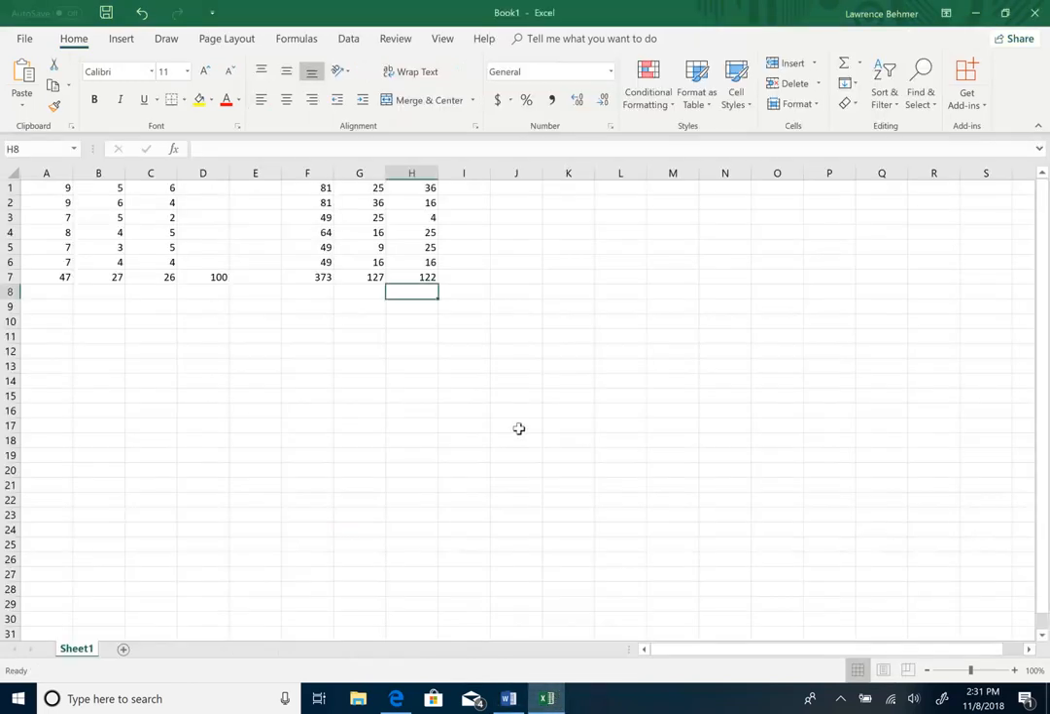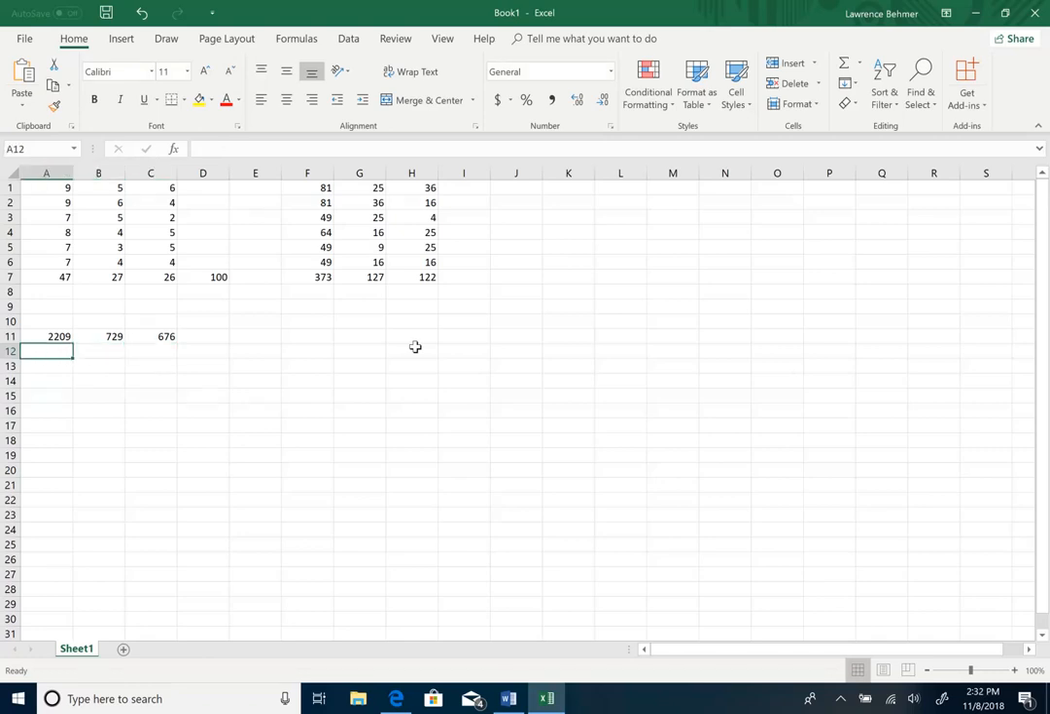So let's just go ahead and do it in Excel. I'm going to make this sort of easy. I'm going to figure out all my squared values first. So I'm going to find 47 squared, which is going to give me 2209. Then I'm going to find 27 squared. It's going to give me 729, and then I'm going to find 26 squared, which is 676.